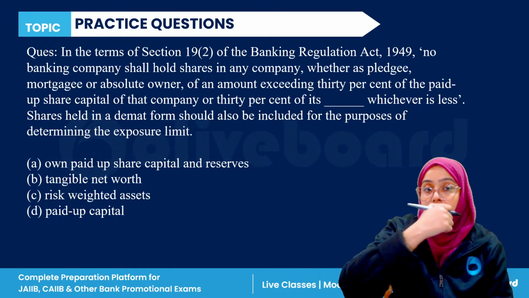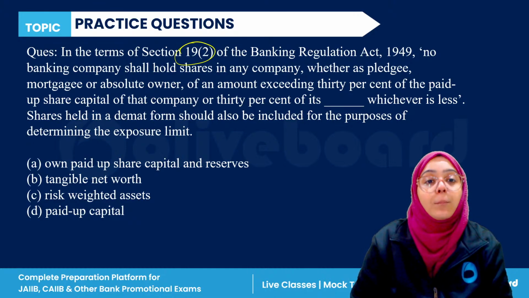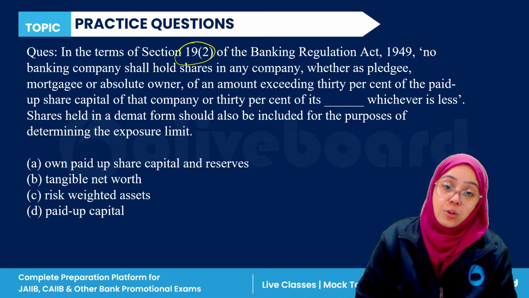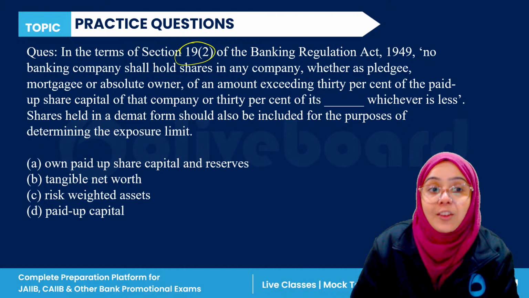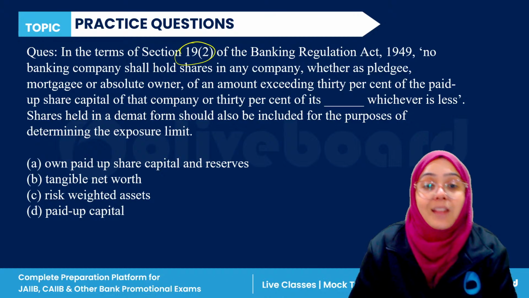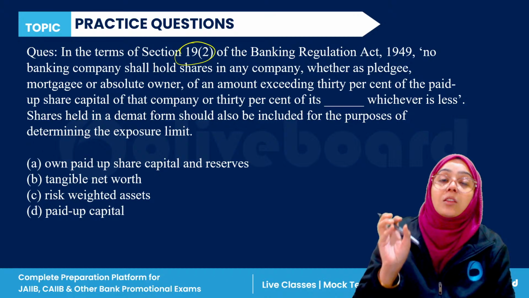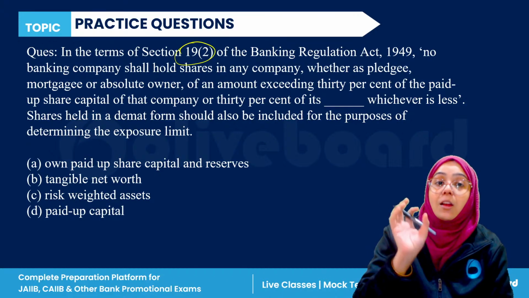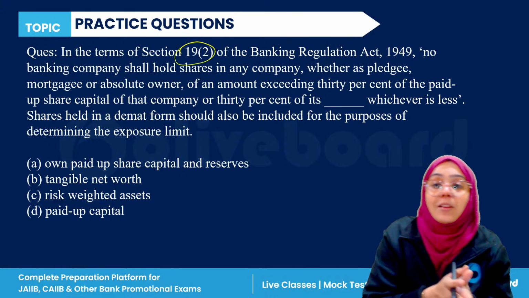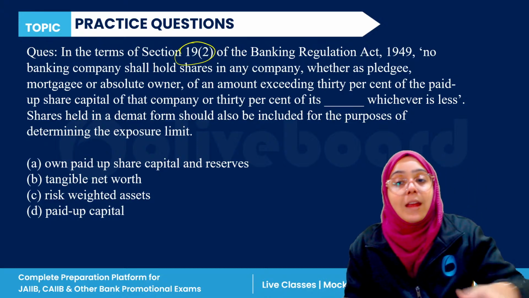True. Next question. In terms of section 19(2) of the Banking Regulation Act, no banking company shall hold shares in any company, whether as pledgee, mortgagee, or absolute owner, of an amount exceeding 30% of the paid up capital of that company or 30% of its what, whichever is less. There is an exact definition given under section 19(2) of the Banking Regulation Act, so you have to answer this.